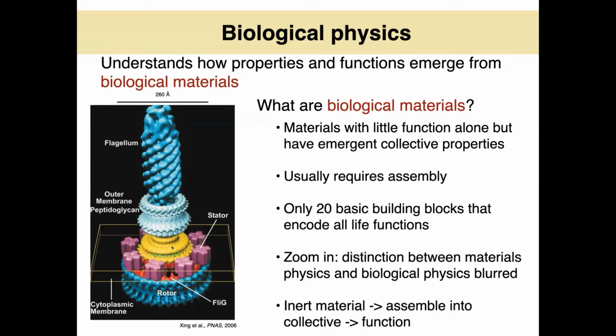What's amazing is that the materials have little function alone. Each of these individual building blocks alone has little function. They're amino acids, and there are only 20 basic building blocks. But when you collect them together, they build a structure, and the structure has very interesting properties and functions. It usually requires some assembly. And again, it's amazing that you can encode all life functions with just these 20 basic building blocks. It would be kind of like going to the Lego store, having just 20 different Legos, and building all types of life from that.